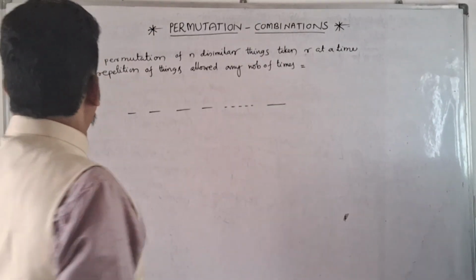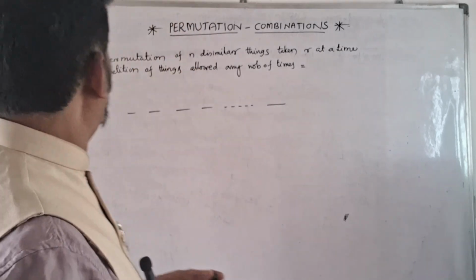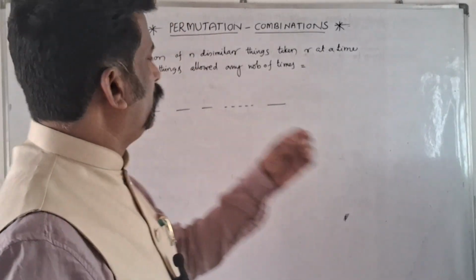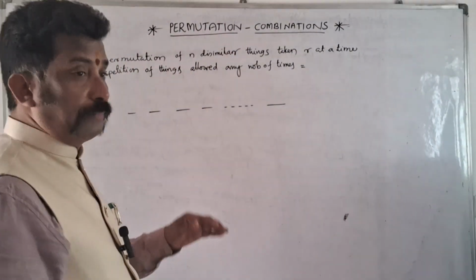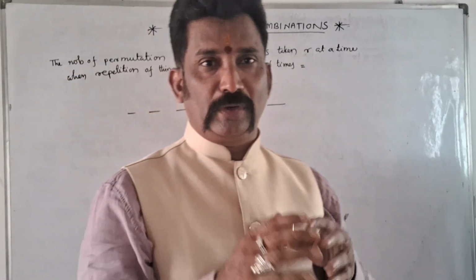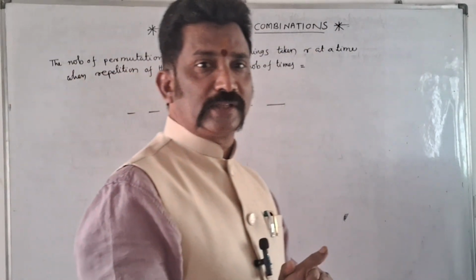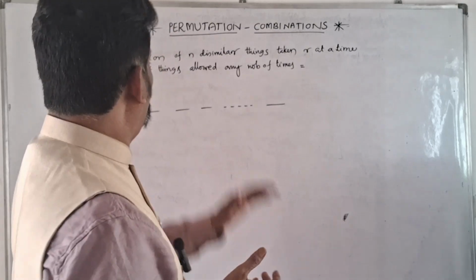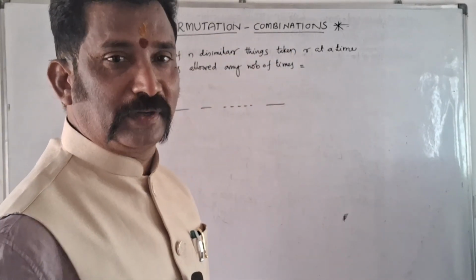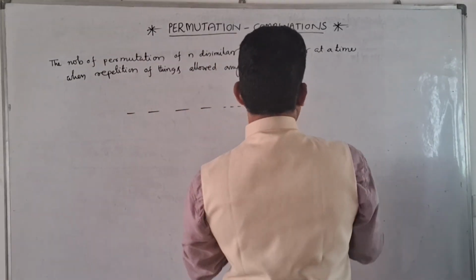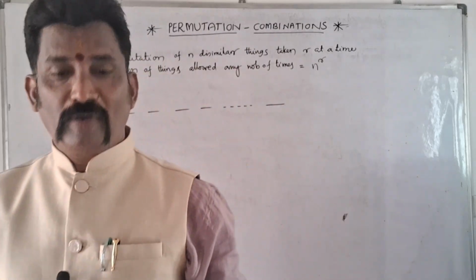Look at the board. The number of permutations of n dissimilar things taken r at a time, when repetition of things is allowed any number of times. The number of permutations, that is, the number of arrangements of n dissimilar things taken r at a time when repetition is allowed any number of times, is equal to n power r. That's it.